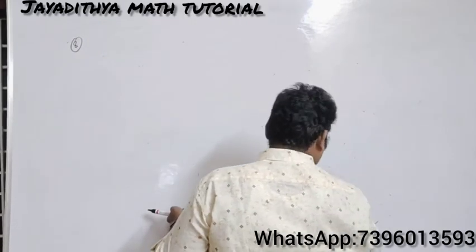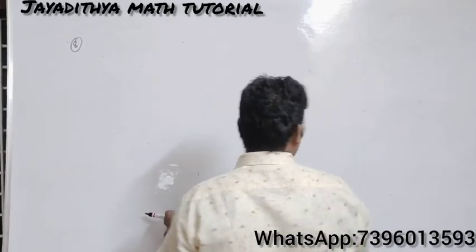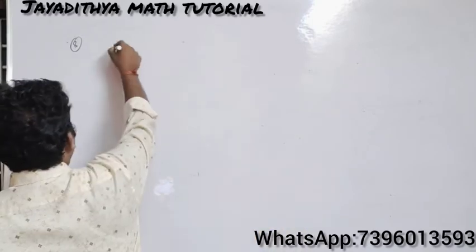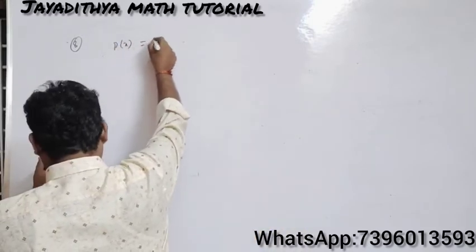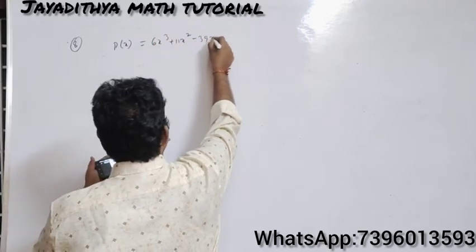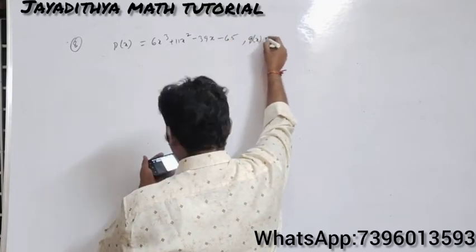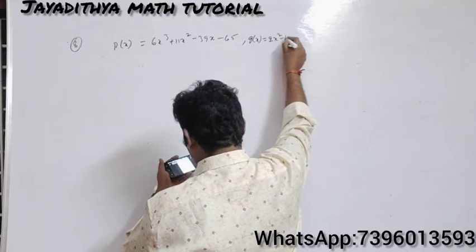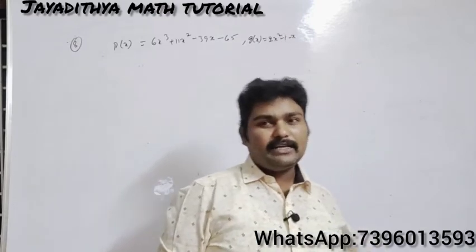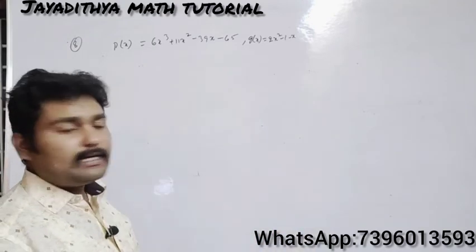So this is the last question of part A, and next you will be having only 6-mark questions. Be patient here. Divide the polynomial P of x = 6x³ + 11x² − 39x − 65 by g of x = 2x² − 1 − x, and verify the division algorithm. First of all, let us do the division. After doing the division, we shall verify the division algorithm.